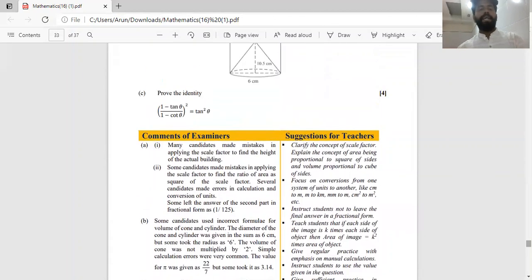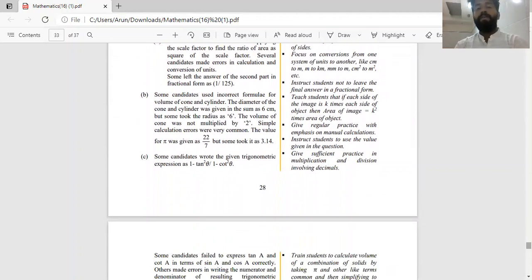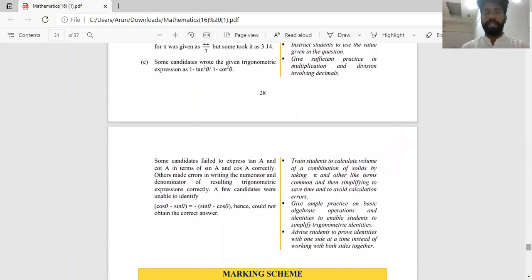Then prove the identity: 1 minus tan theta upon 1 minus cot theta the whole square is equal to tan square theta. ये prove करना है. Again the whole square was taken as 1 minus tan square theta and 1 minus cot square theta. Some candidates fail to express tan A and cot A in terms of sin and cos, which we have just discussed as well. If it is secondary ratio, you have to convert it into primary ratio. Others made errors in writing the numerator and denominator of resulting trigonometric expressions correctly. A few candidates were unable to identify cos theta minus sin theta as minus of sin theta minus cos theta and hence could not obtain the correct answer.